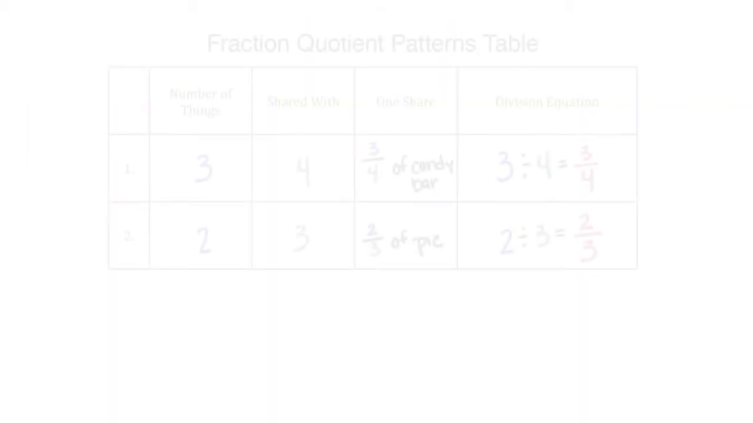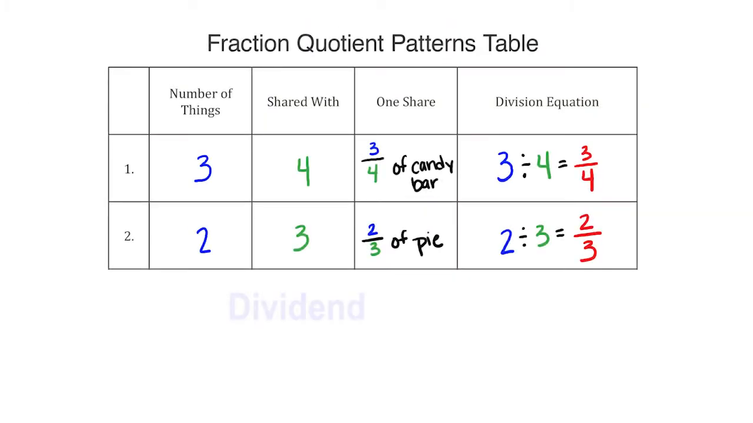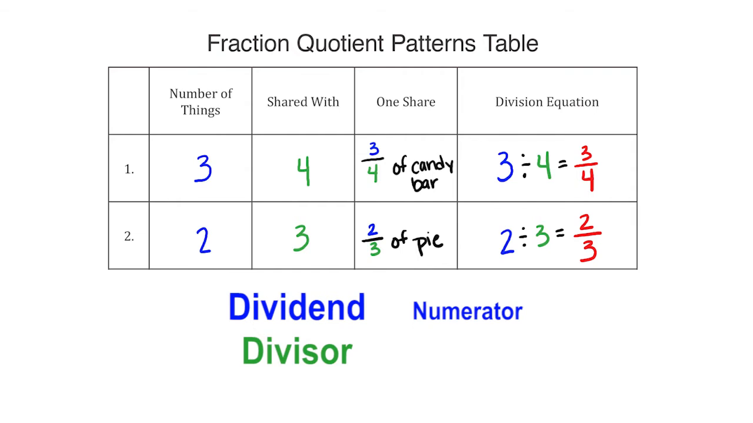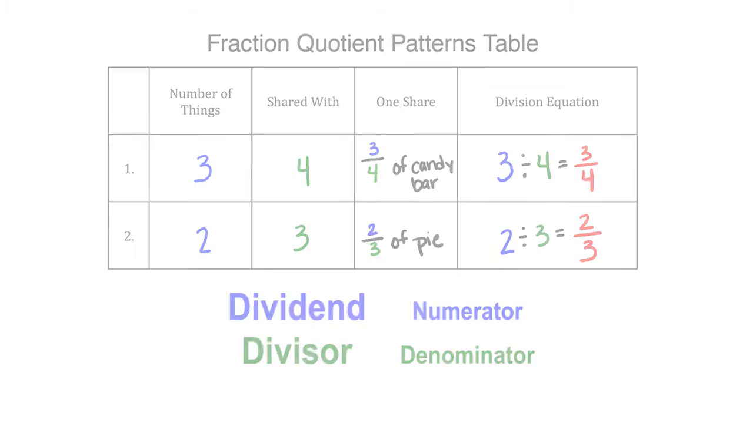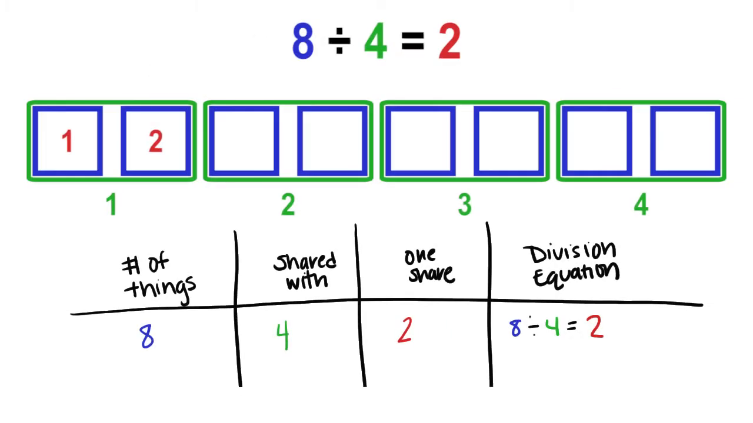In the previous lesson, a similar table was completed. The dividend, or number of things, was also found to be the numerator in 1 share. The divisor, or the number of groups being shared with, was also found to be the denominator in 1 share. The answer to the 1 share column in the problem just completed can be represented as a fraction equivalent to 2. The number of things, 8, is the numerator, and the amount shared with, 4, is the denominator in 1 share. The 2 can also be thought of as 8/4.